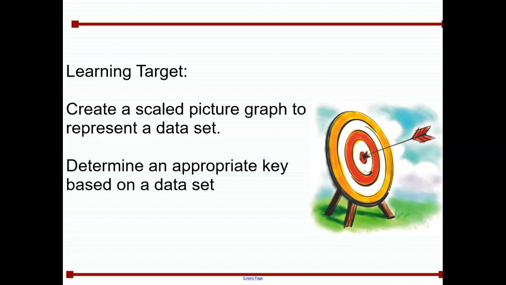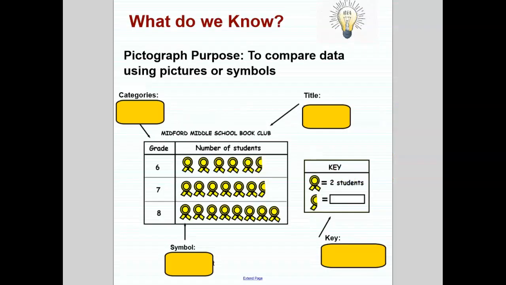Let's get started. So, before I teach you all of the wonderful new learning, I want you to think about what you already know from yesterday's lesson. I'll start by just saying that the purpose of a picture graph is to be able to compare data or collected information using pictures or symbols. I challenge you to stop this video and remember, where do you always look first when studying picture graphs? And what are the different components of a picture graph?